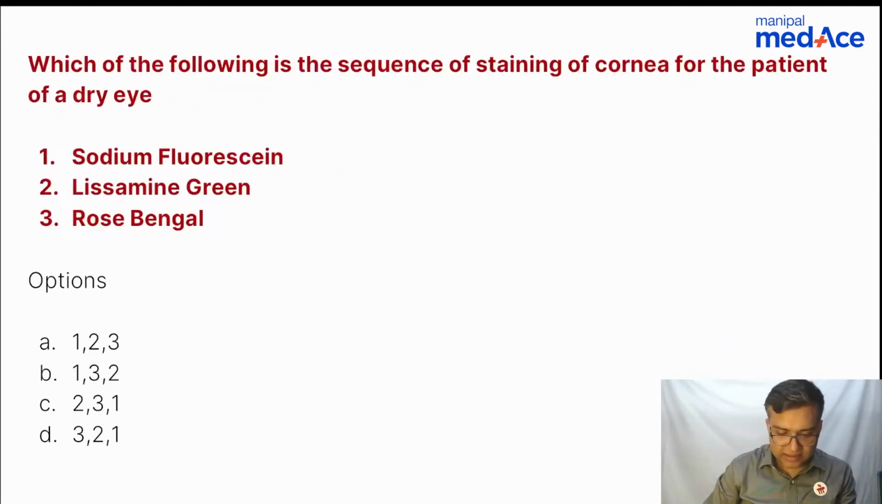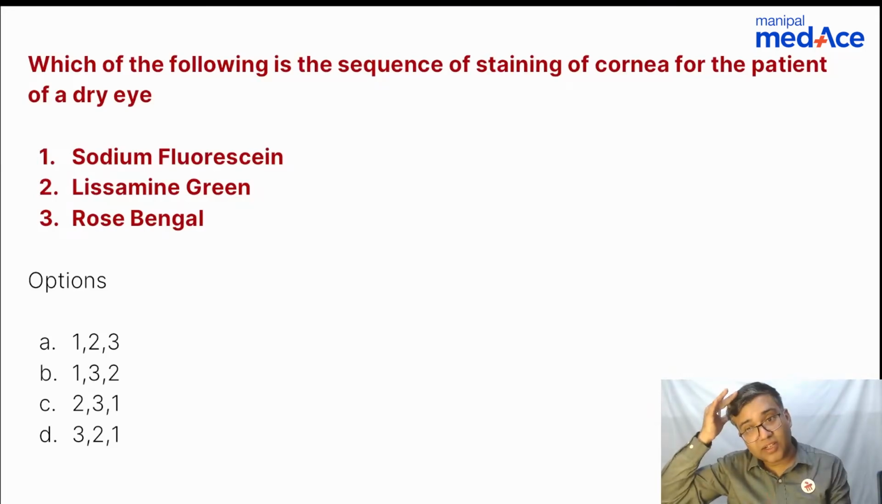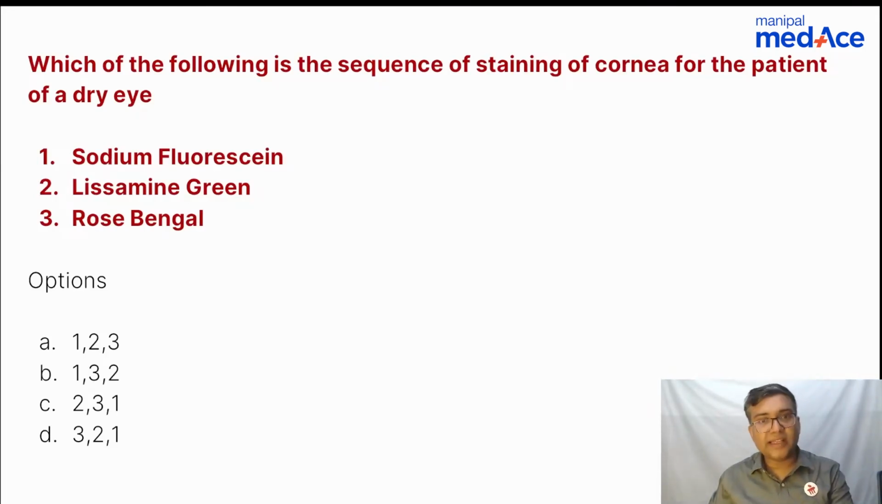Okay, so next, this was a more controversial question. So the question is, which of the following is the sequence of staining of the cornea for a patient with dry eye? So the patient has come with dry eye, and now we are going towards the diagnosis of this patient. Okay, so the three stains they have given here are sodium fluorescein, then we have lissamine green and the rose bengal. Okay, so these are the various stains that we have used, and what is the sequence? So your options are 1 2 3, 1 3 2, 2 3 1 and 3 2 1. So I would go for A as the answer.